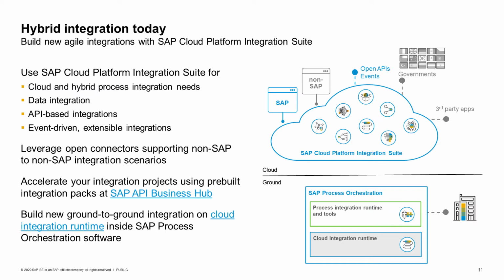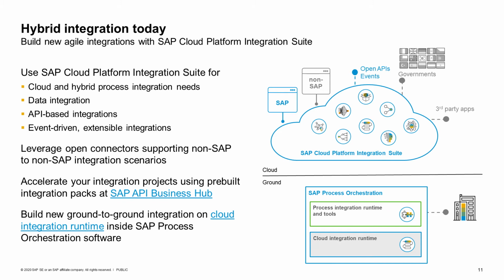So it actually supports process integration, data integration, API-based integration, and event-driven integration, including extensions, right? You can leverage different open connectors so that you can connect to third-party applications more easily. You can accelerate your integration projects by using the content that we provide. So as said, we have more than 1,500 different integration flows provided by SAP and by our partners.